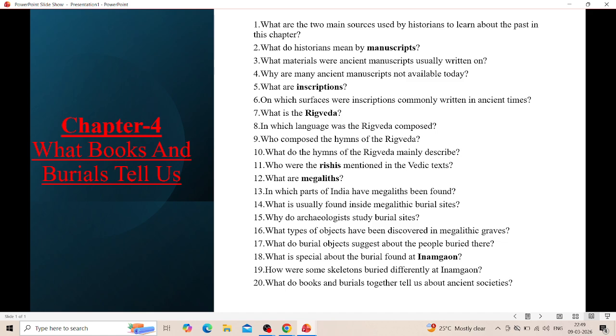What is special about the burial found in Inamgaon? Adults were buried in the ground while children were buried in large pots. That is a special thing about the burial found at Inamgaon. Why were some skeletons buried differently in Inamgaon? Some were buried in houses, under the floors.